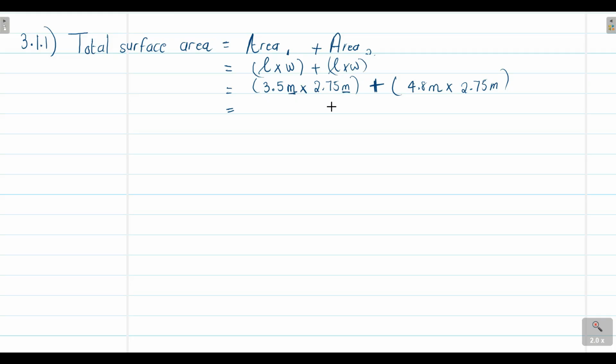What is 3.5 meters multiplied by 2.75 meters? Meters multiplied by meters is going to give us meters squared. 3.5 multiplied by 2.75, that is going to give us 9.625 meters squared. Plus 4.8 multiplied by 2.75, that is going to give us 13.2, and then meters multiplied by meters is meters squared. Units are very important, guys. Please remember, because we are dealing with surface area.